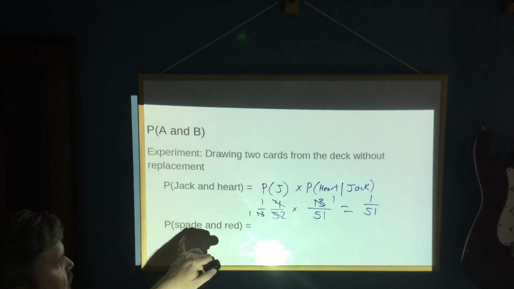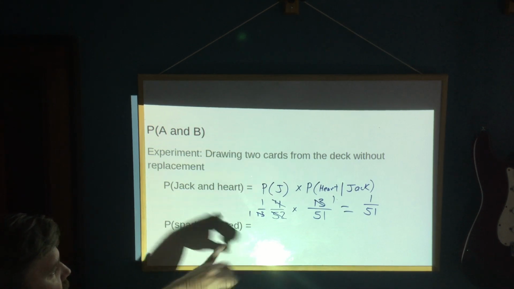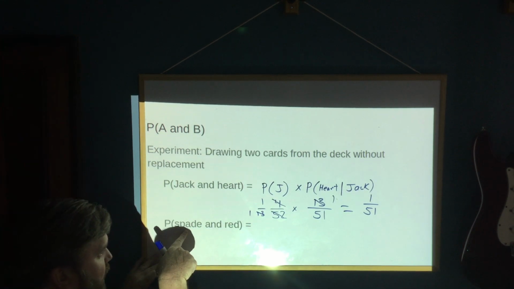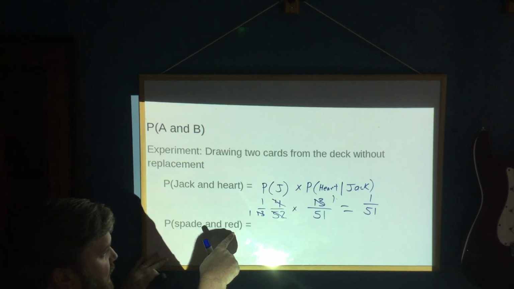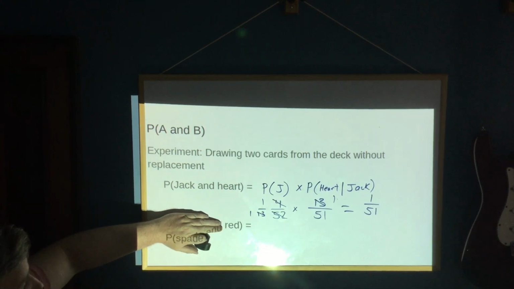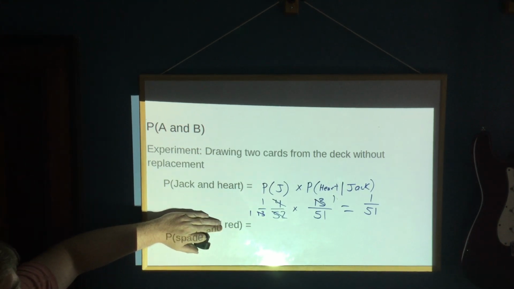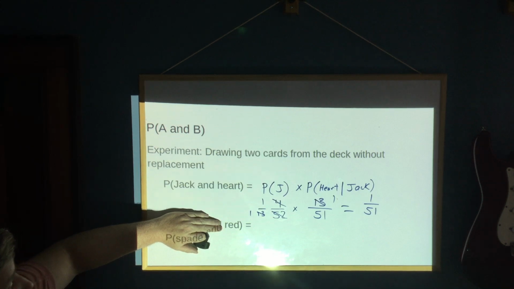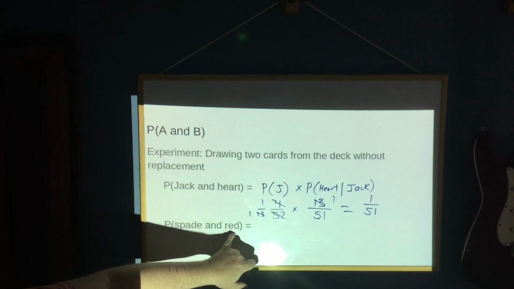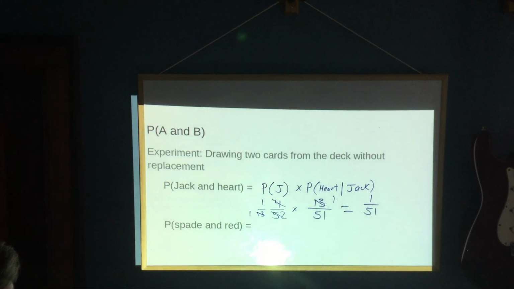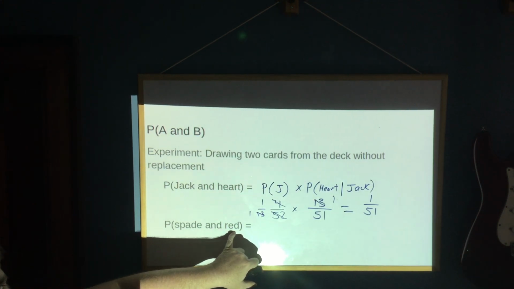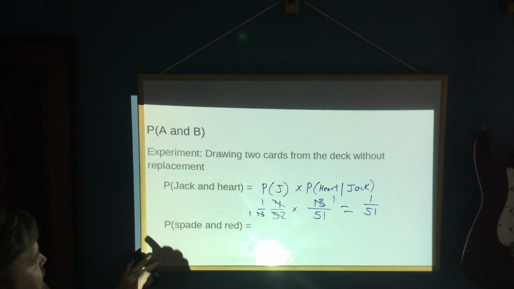The probability that we draw a spade and a red card. Well, if I don't put the first card back, the probability of the second event is automatically going to change. On its own, the probability of getting a red card is half, 26 out of 52. But if I remove a spade from the deck, it's no longer 26 out of 52, it's 26 out of 51. So the first event happening caused the second event's probability to change. That's what it means to be dependent.